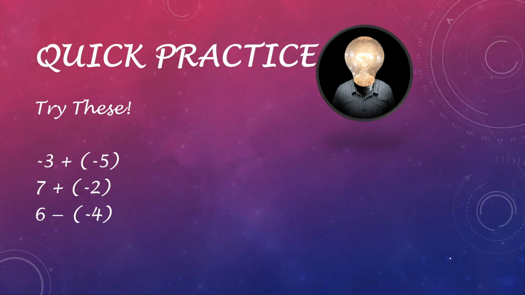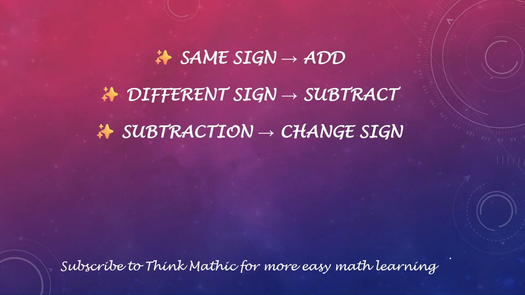So the answer for the first one is minus 8. For the second one, it is plus 5. And for the last one, it is plus 10. Did you get them correct? Remember these three simple rules and integers will become one of the easiest topics in math.